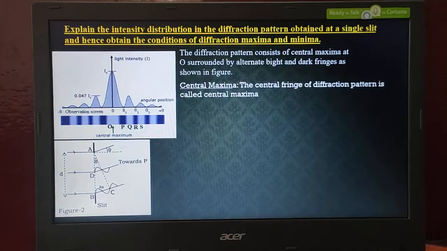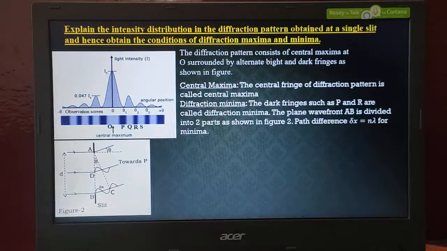There is a path difference between waves. That is why we are getting bright and dark fringes around the central maxima. The reason we are getting bright and dark fringes alternate to the central maxima is the path difference of the waves. Path difference comes because of the angular dispersion concept, which is the main concept for path difference. Using that path difference concept, we can explain that the dark fringes such as P and R, look at the P and R regions of a diffraction pattern, are all called diffraction minima.